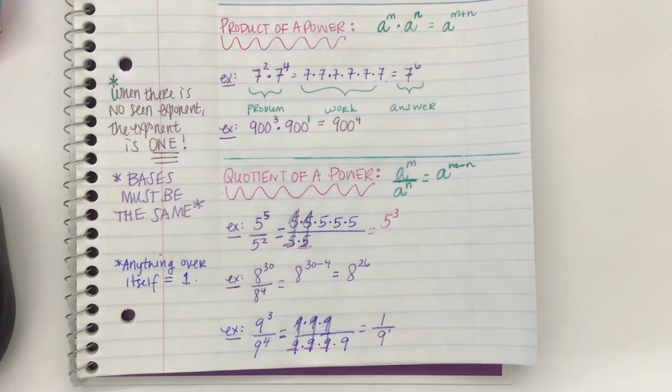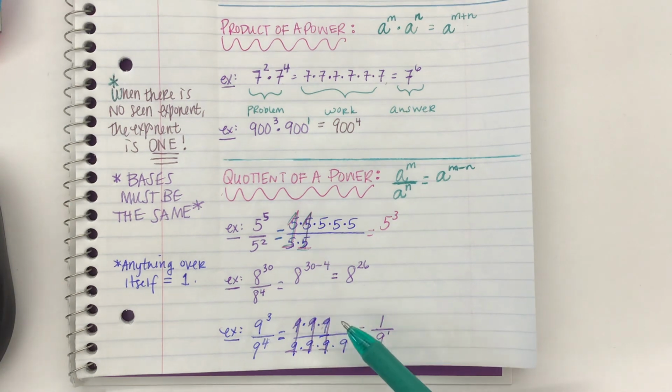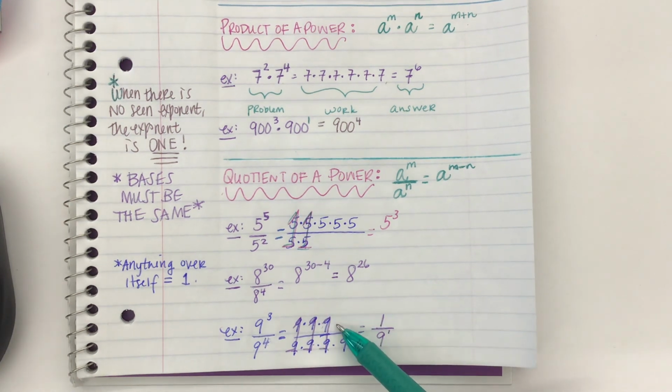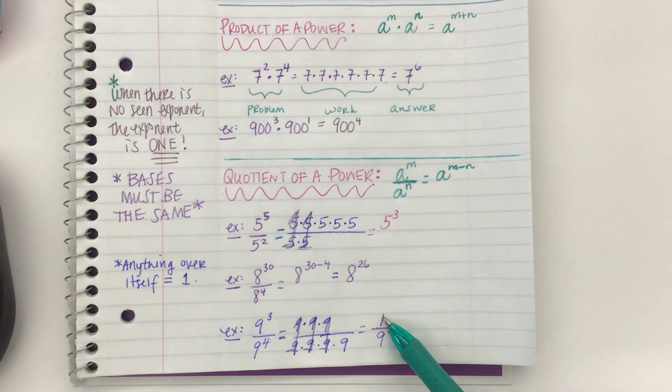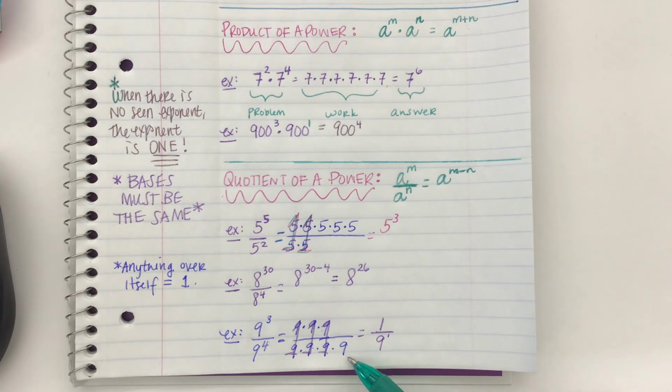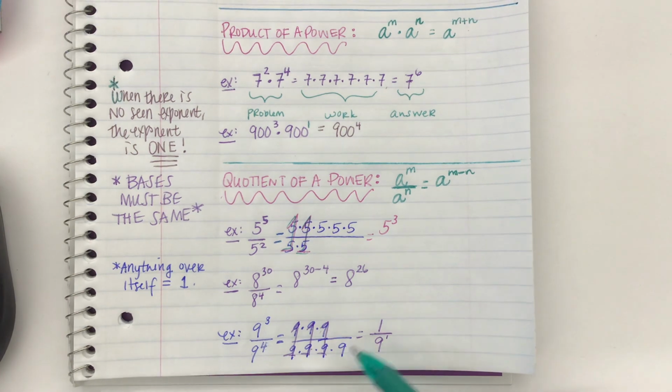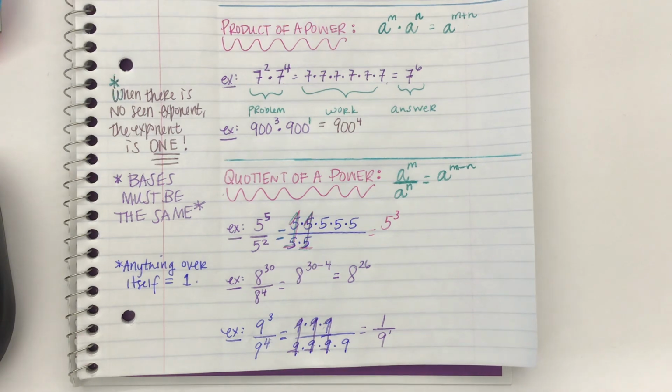Then there's nothing else to cancel, so what do I have left on the top? When you have nothing there, you really have a 1. And on the bottom, I have 1 nine. So my answer in this case is a fraction, 1 over 9 to the power of 1, or just 1 over 9.